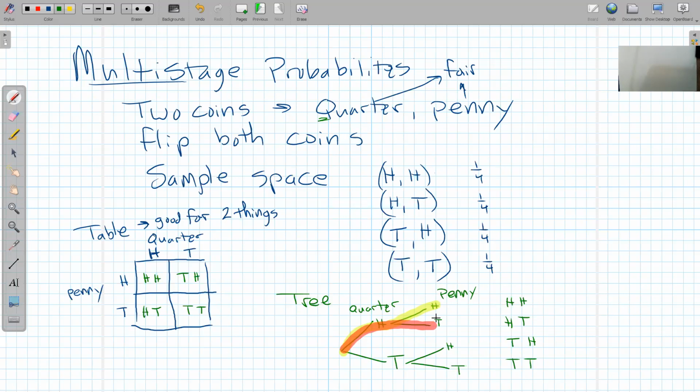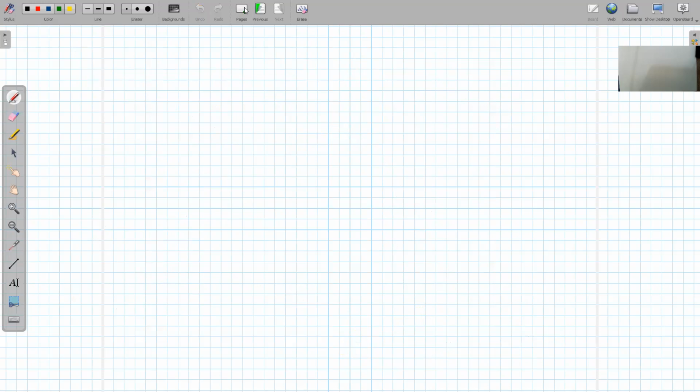But no matter how I do this, I get 4 outcomes, and I'm assuming they're equally likely because the original events were equally likely there. Okay, not too bad. We could have more than 2 things happen. So we could have 3 coins.